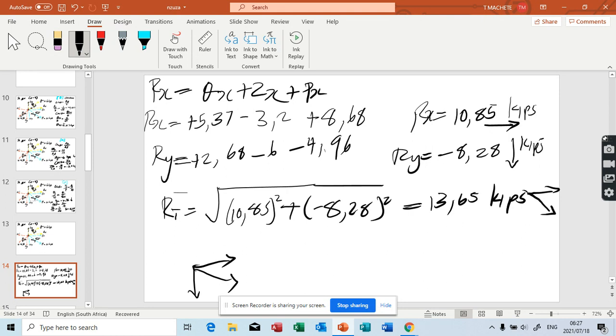So we need to use the values, those sides. So we're gonna say arctan of opposite. Our opposite is minus 8.28 over 10.85. Then I got 37.34.